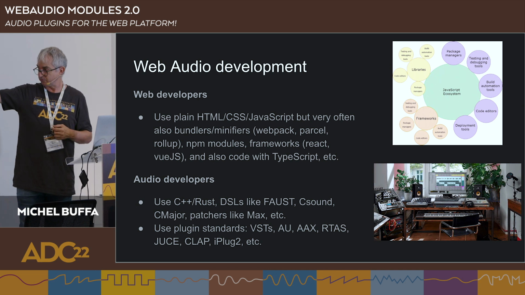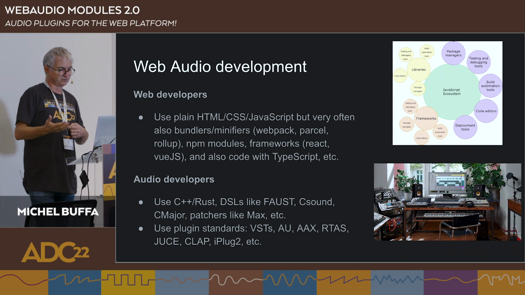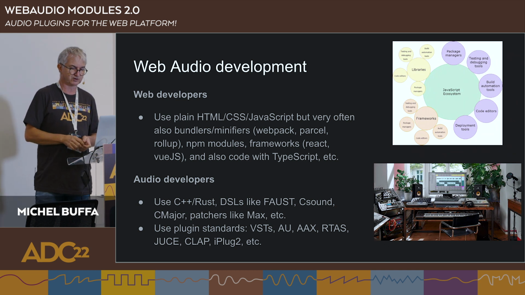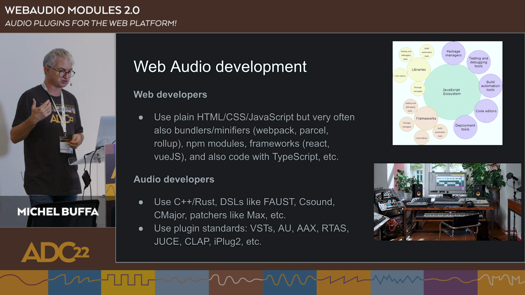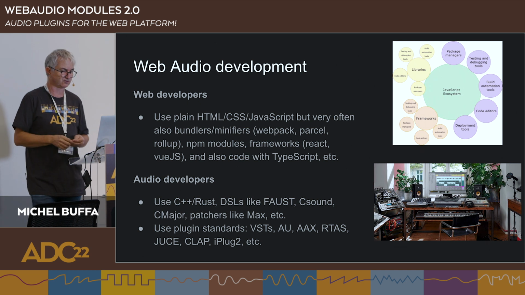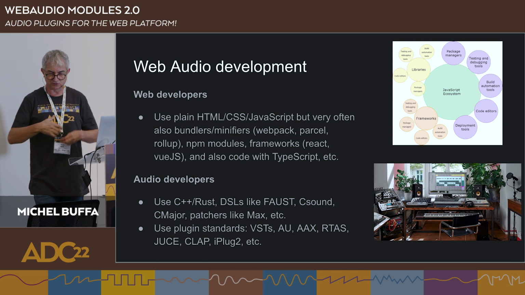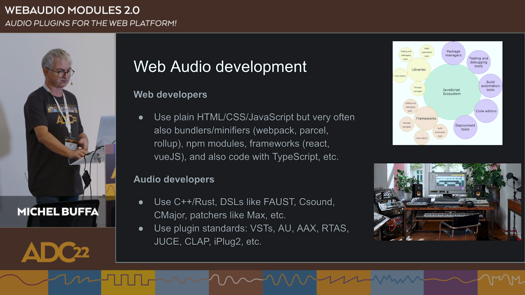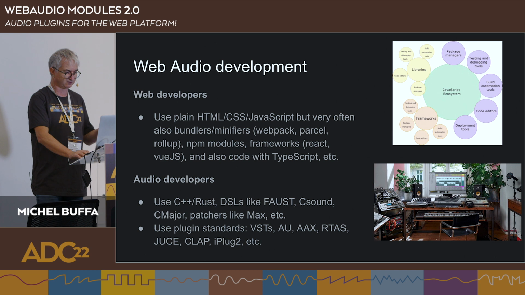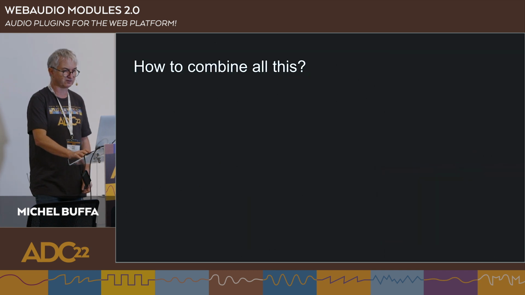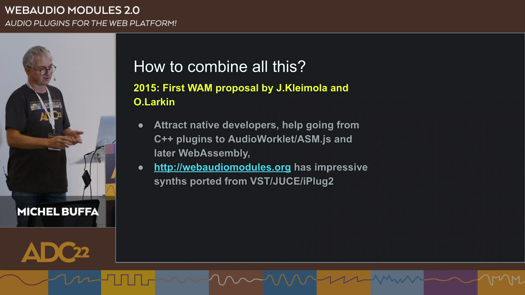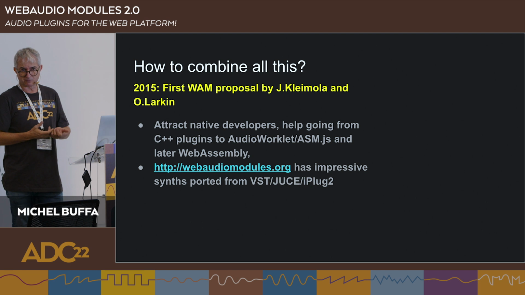The audio developers are more keen to use C++, Rust, domain-specific languages like FAUST, Csound, Cmajor, patchers like Max, and so on. And when they want to make some reusable code, they rely on plugin frameworks such as VST, Audio Unit, JUCE, iPlug, and whatever. So we wanted to be appealing to all these kinds of developers. So how can we combine this?